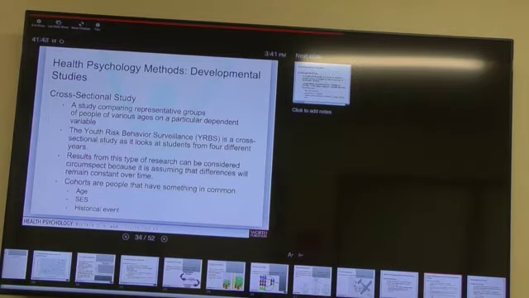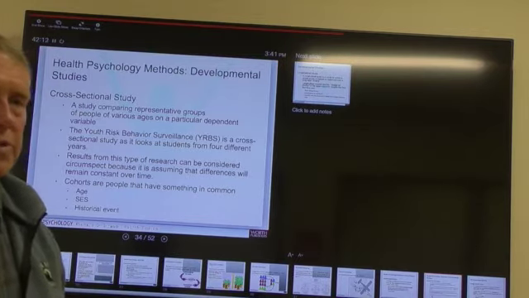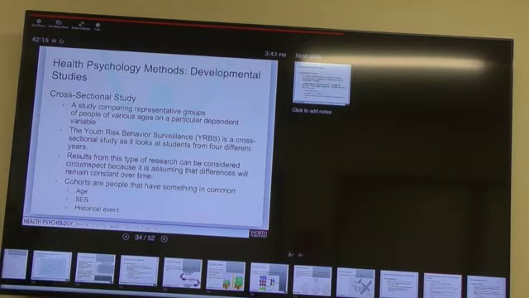A cross-sectional study is a study comparing representative groups of people of various ages on a particular dependent variable. That's what I did. I did a cross-sectional study. Age was one of my factors, but I couldn't do a longitudinal study. I couldn't wait for these people to grow up. I needed answers right away in order to finish my dissertation. I'd already been working on it for 10 years. So I needed to get the thing done before my wife shot me. And obviously I'm still alive, she didn't shoot me.